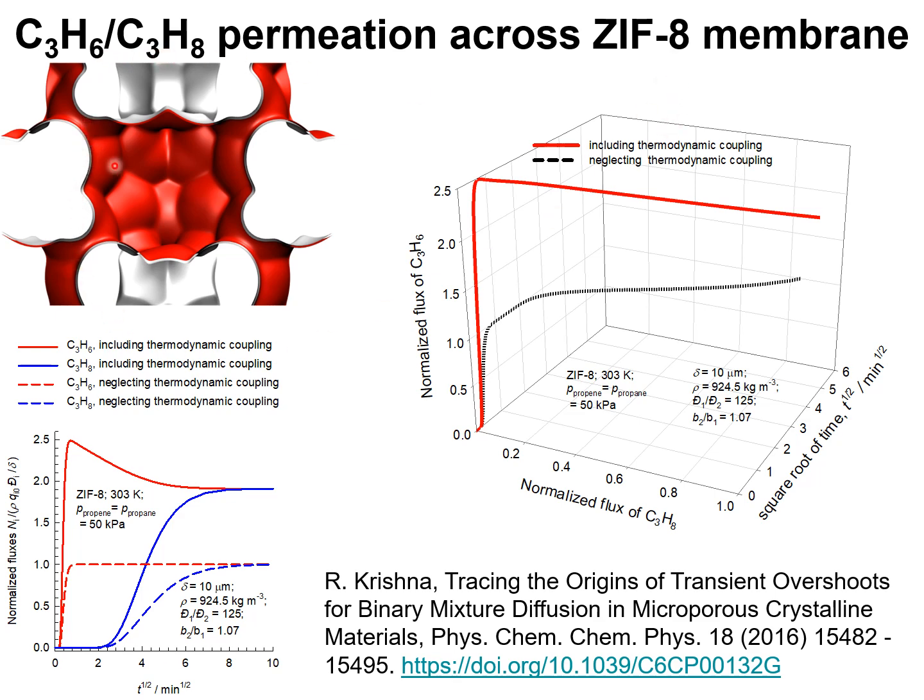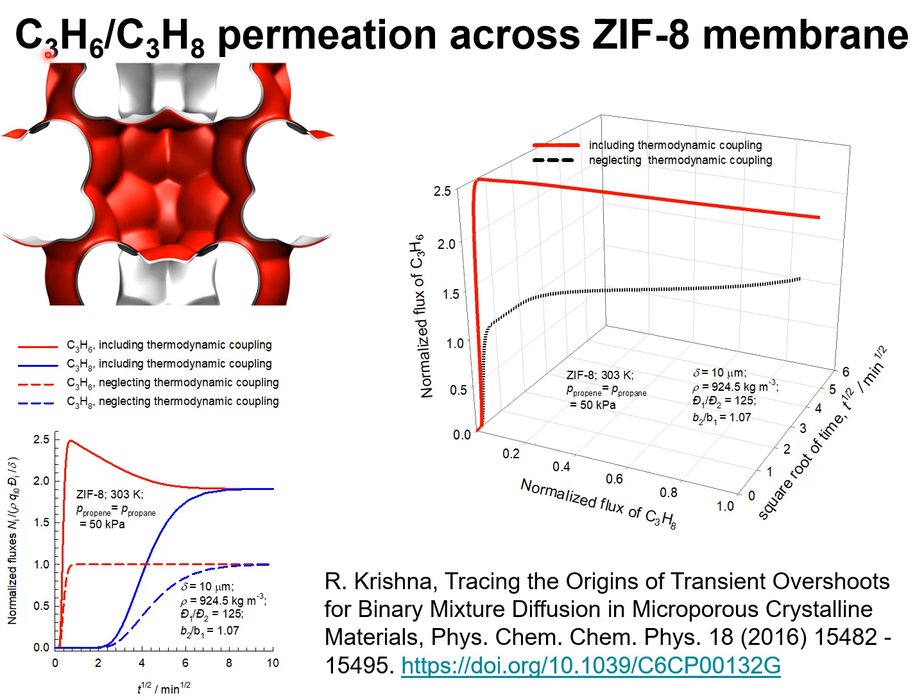The ZIF-8 membrane is made up of a structure that consists of cages separated by windows, and the crystallographic dimension of these windows is about 3.3 angstroms. The windows are flexible, which allows molecules that are larger in size than 3.3 to pass through.